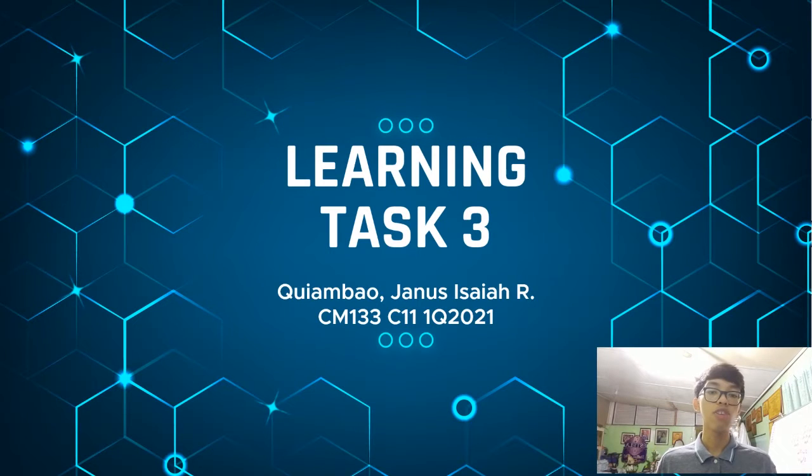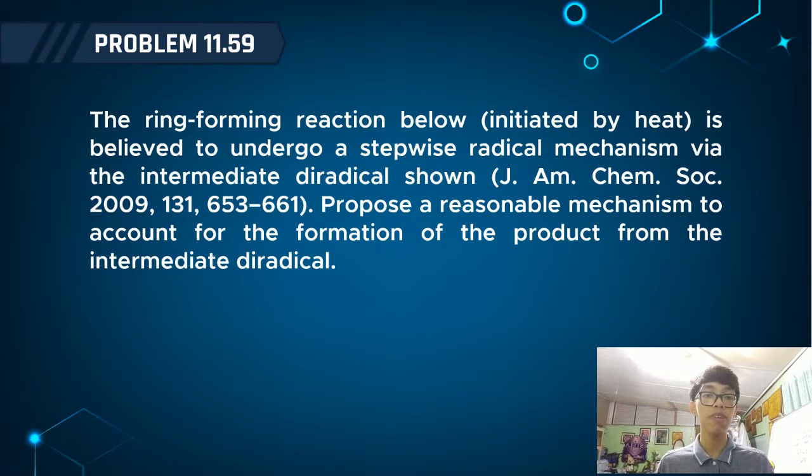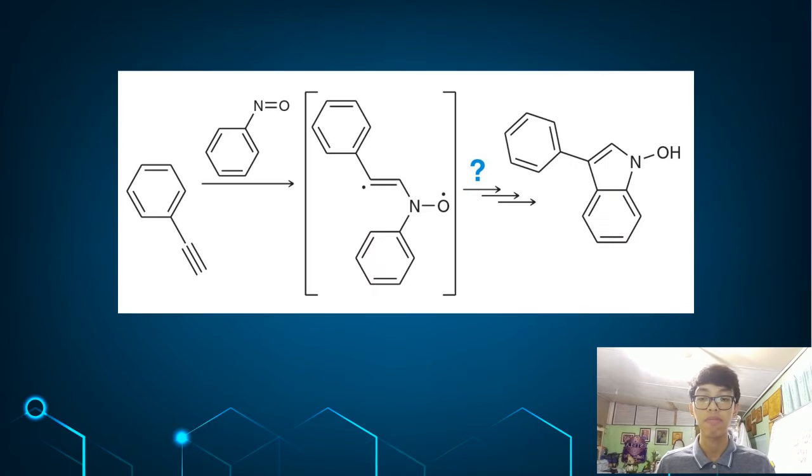Good day! So for learning task 3, we're going to answer several questions in Klein's Organic Chemistry 2nd edition. So without further ado, let's begin. Problem 11.59 states, the ring forming reaction below, initiated by heat, is believed to undergo a stepwise radical mechanism via the intermediate diradical shown. Propose a reasonable mechanism to account for the formation of the product from the intermediate diradical.